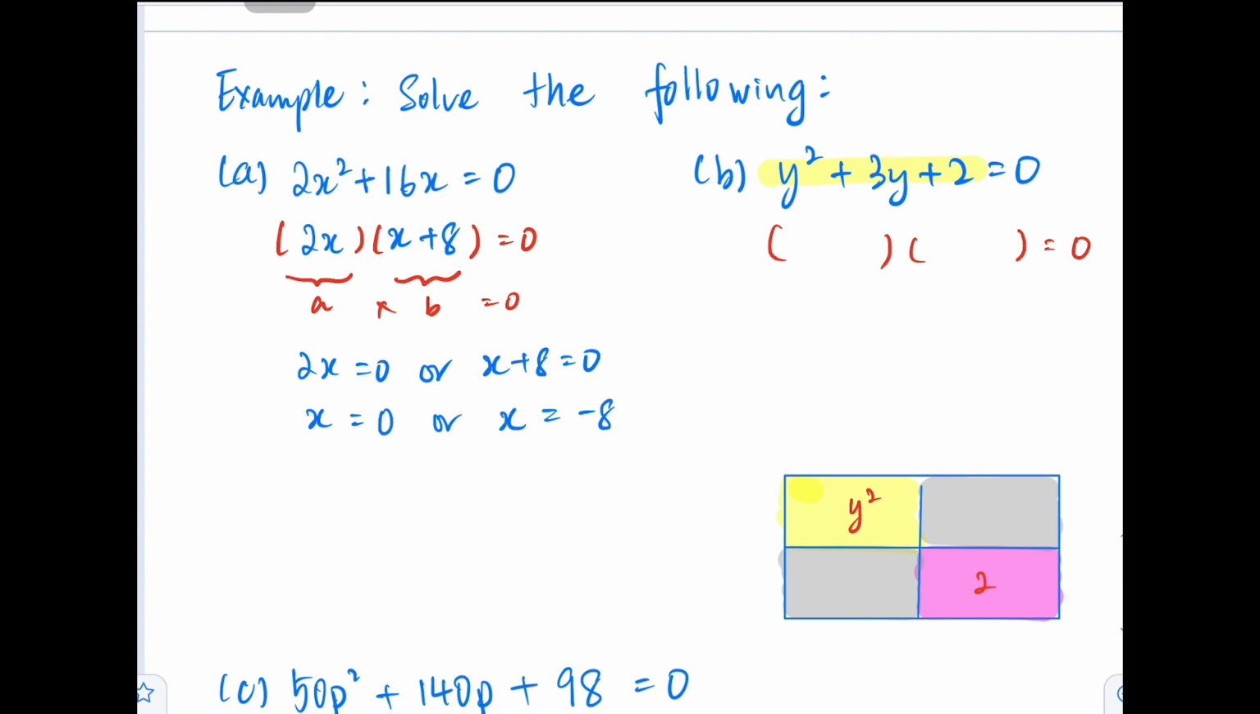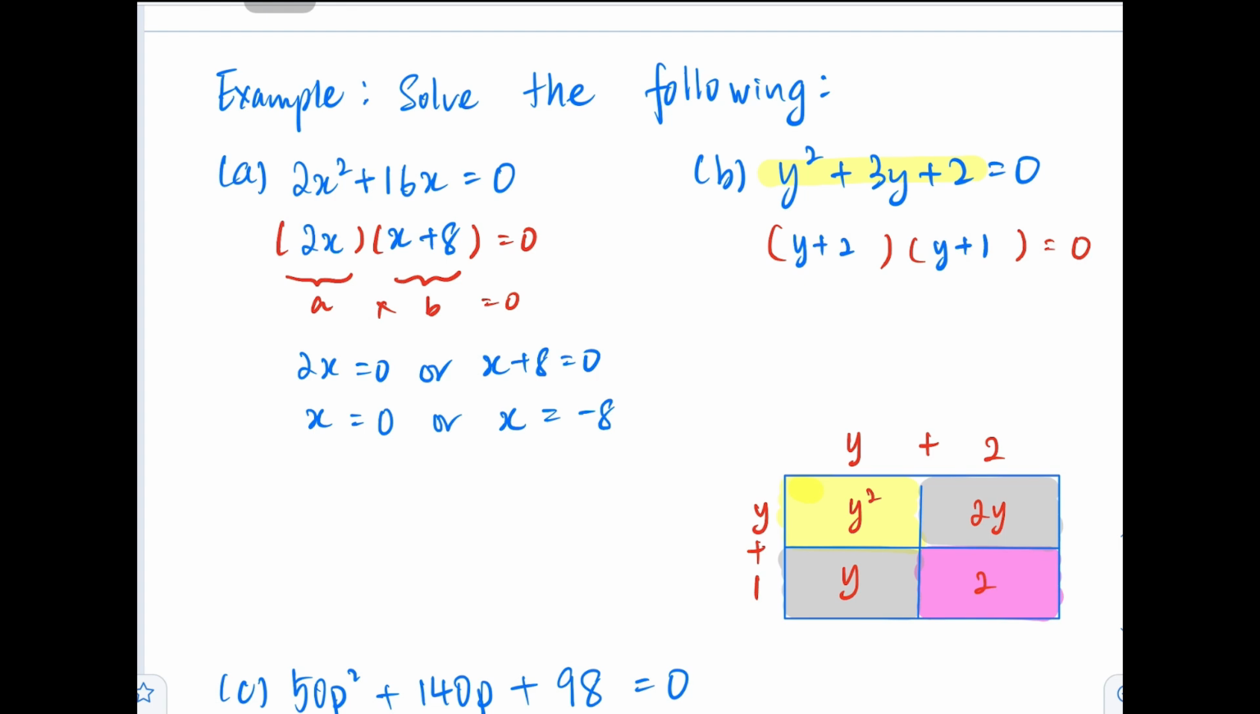And then let's guess our factors. So we have y times y, which is equal to y squared, and 2 times 1, which is equal to 2. So in our first grey box, we would have 2 times y, which is 2y, and 1 times y, which is y. So if we check the grey boxes, 2y plus y would give us our 3y. So therefore, our factors must be y plus 2 and y plus 1. So let's write that down, y plus 2 and y plus 1.